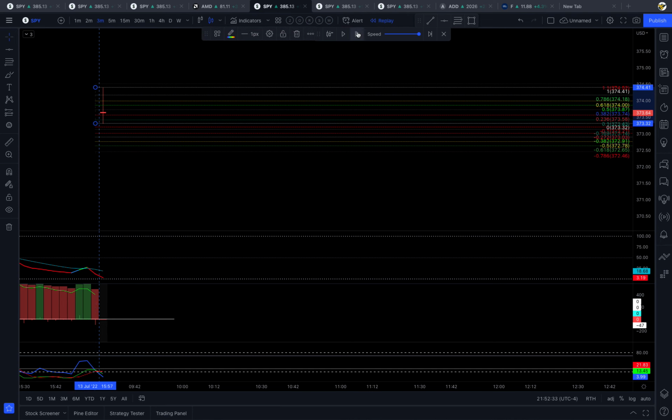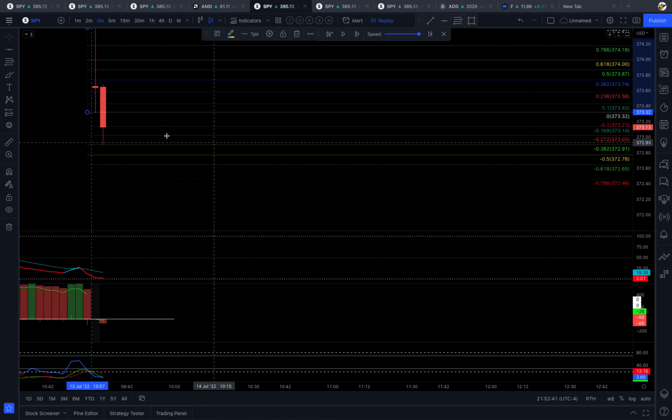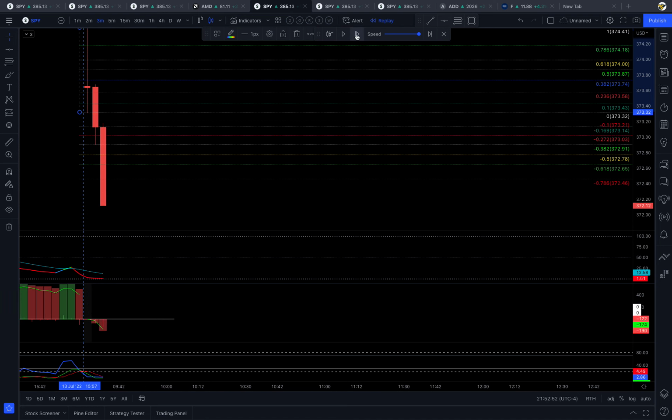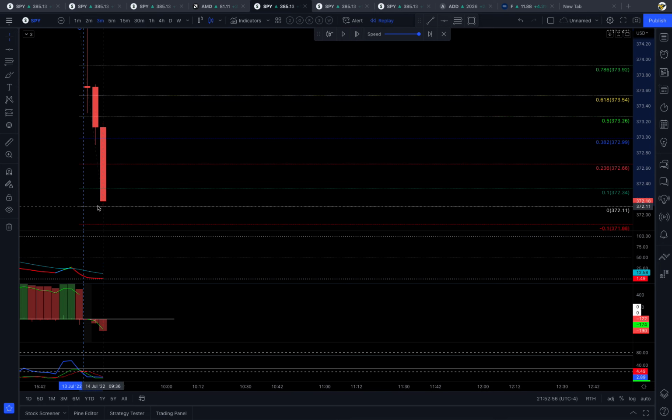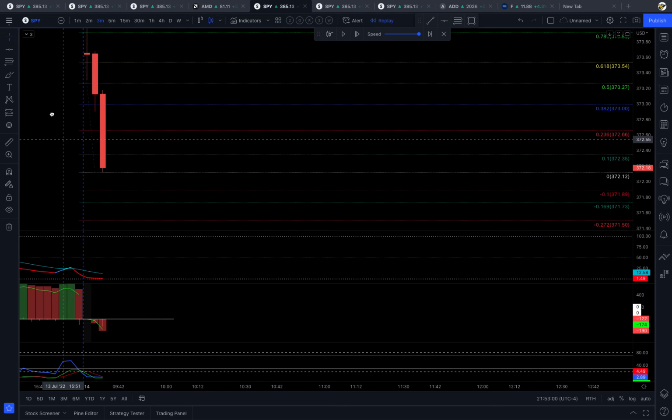So normally I'm already in the ORB play, so I don't really use my fibs for the ORB. But we'll just say I'm not in the ORB, and here's how I would draw my fibs. Here it wicked down, but the body didn't close at that 272, so I wouldn't move my fib point right there. On that candle there, I'd say, oh shit, it broke down below it, so I'm drawing my anchor point to the bottom of that candle.